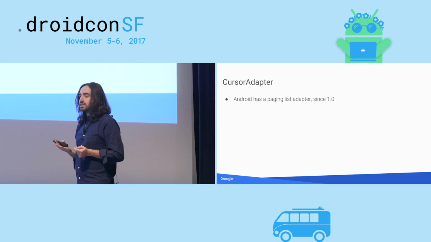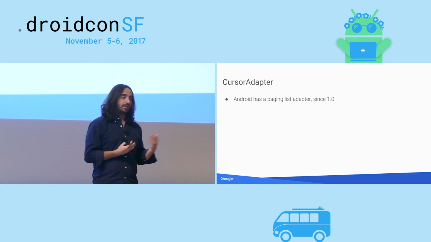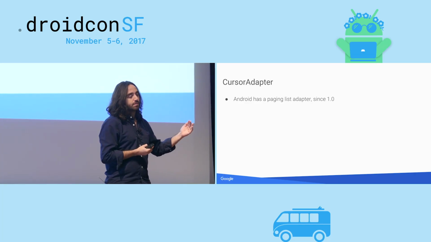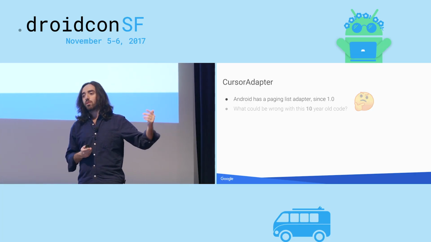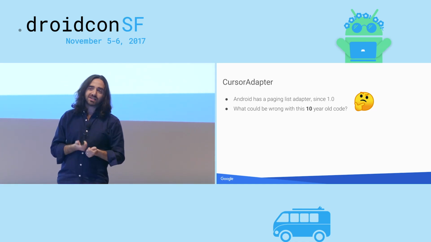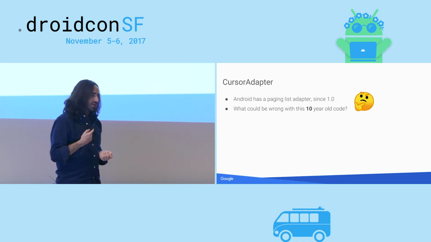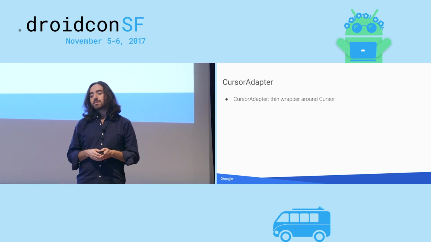So on Android, since version 1, there is this class called CursorAdapter. And the CursorAdapter is designed to solve this problem. If it has been there for such a long time, why are we still talking about this? What can be wrong with this 10-year-old class? To talk about what might be wrong, let's talk about what CursorAdapter is.